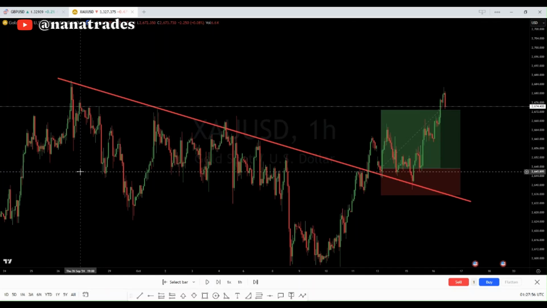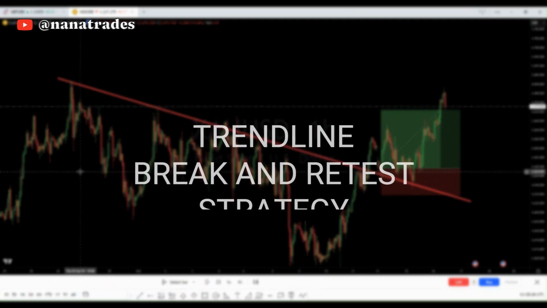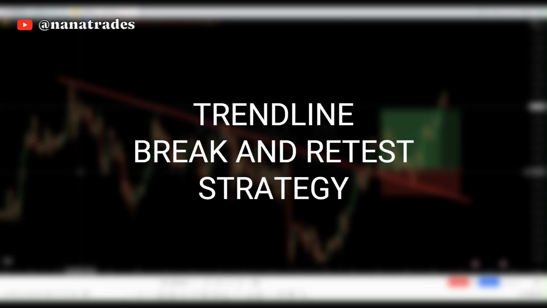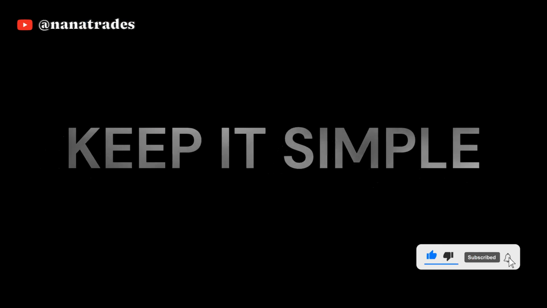So this is how you benefit from a trending market. It's either you are trading the trend following strategy, or you are trading the trend line break and retest strategy. Alright guys, remember to keep it simple. Follow the trend and wait for confirmation before you enter any trade.